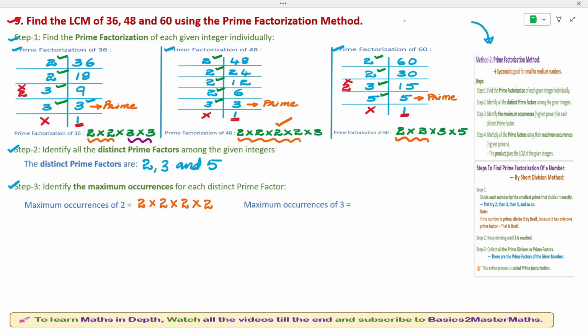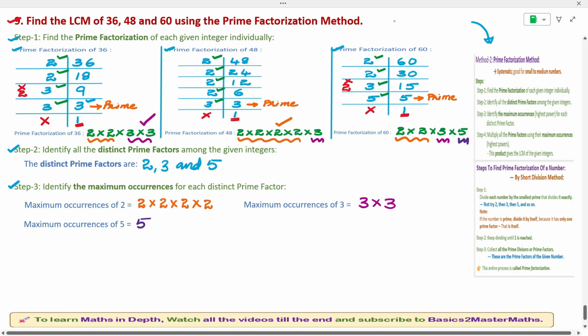Similarly, 3 occurs in the prime factorizations of 36, 48 and 60. But it occurs more times in the prime factorization of 36. So, we take 3 multiplied by 3 as its maximum occurrences. Observe, 5 occurs only in the prime factorization of 60. So, we take 5 as its maximum occurrences.